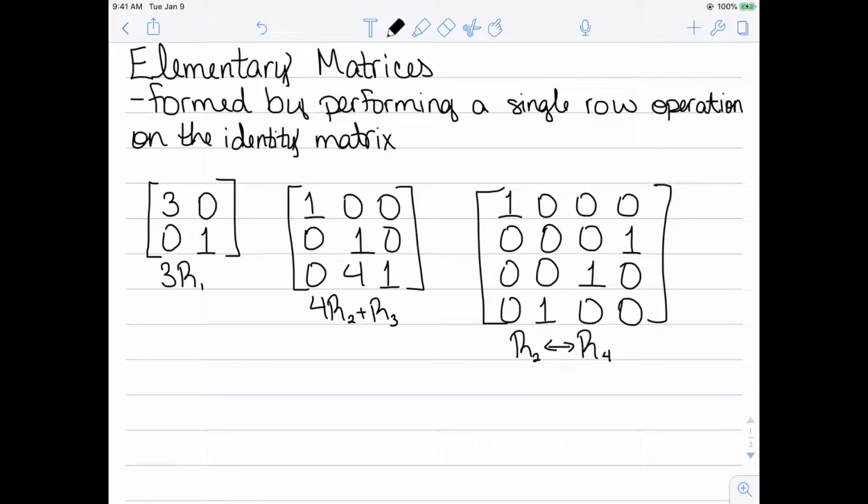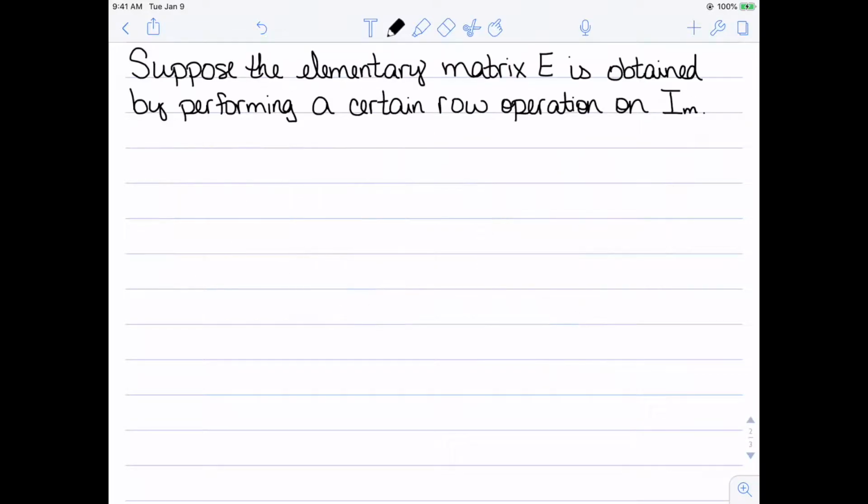Elementary matrices are very important for finding the inverse of a matrix. But before we discuss the importance of these, let's look at a few theorems and a few ideas from these. Let's suppose we have an elementary matrix E that's obtained by performing a certain row operation on I sub m. So we have an m by m identity matrix and we perform some operation to get my elementary matrix E.